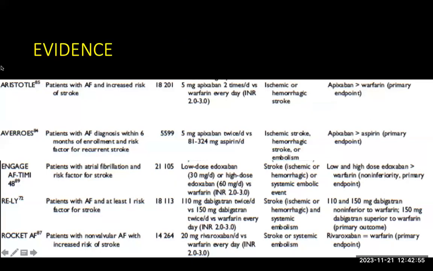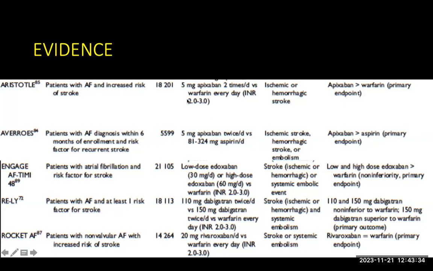DOACs came with the new trials, the ARISTOTLE, the AVERROES, the ENGAGE, the ROCKET, the RE-LY trials. All these trials showed the benefit of these DOACs, like apixaban was superior to warfarin in preventing stroke. Edoxaban and rivaroxaban were non-inferior to warfarin in preventing stroke. Dabigatran 150 was superior compared to warfarin for preventing stroke. And then all of them were safer because they had reduced ICH, and dabigatran was as safe as warfarin.